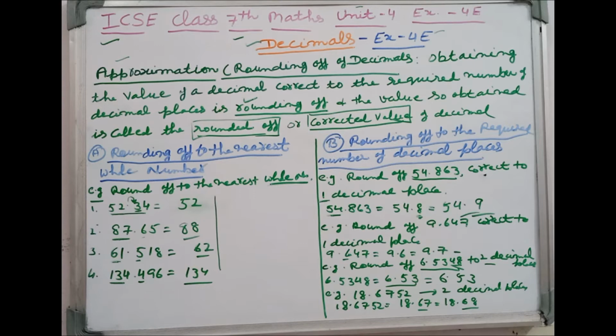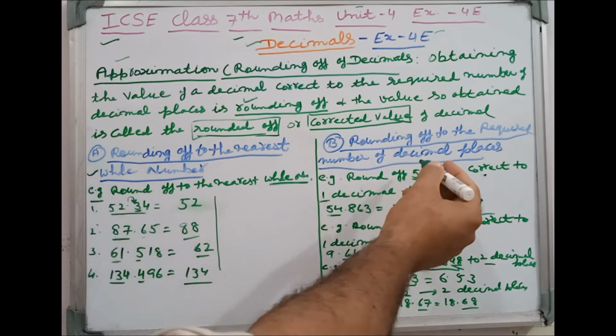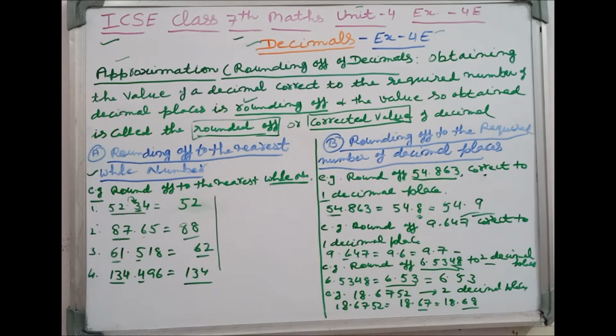So what we have to keep in mind is that out of the omitted digits, if the first digit is 5 or more, then increase the last retained digit by 1. Otherwise, do not make any change. It will remain as it is. So these were two steps. In the first, a whole number was rounded off. In the second, decimal places were rounded off.